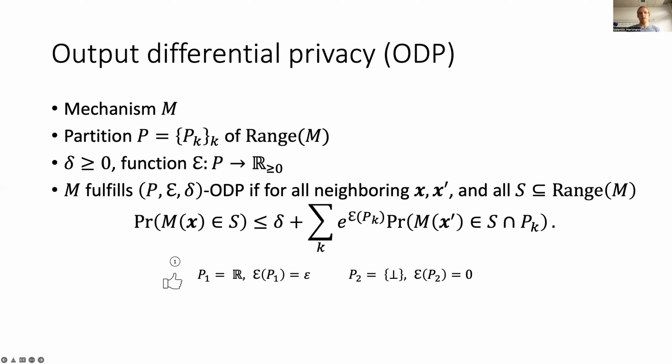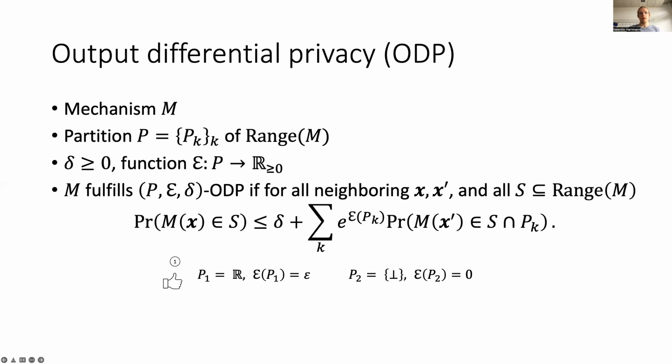To make this more concrete, go back to our coin flip example from the beginning, where the output could either be a real number generated by the Laplace mechanism or the bottom symbol. In the former case, the leakage is epsilon, whereas in the latter case, there is no leakage of private information. As the first set of the partition of the output space, we can thus choose the real numbers, and as the second set, the set containing the bottom symbol.